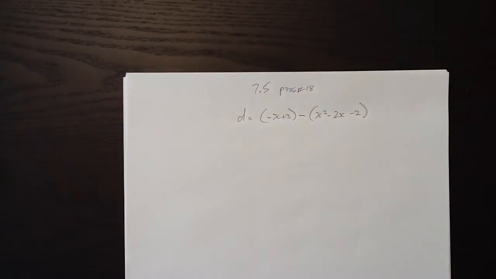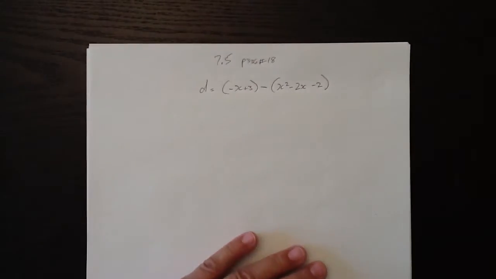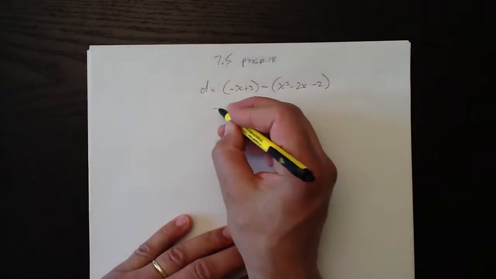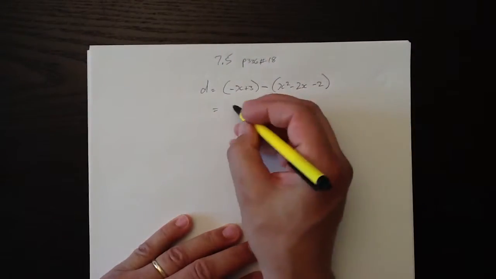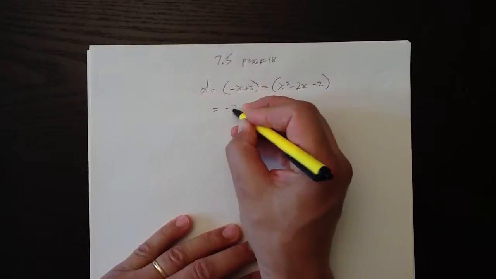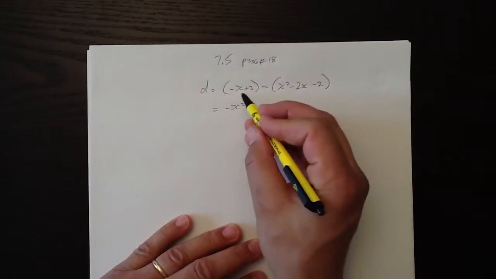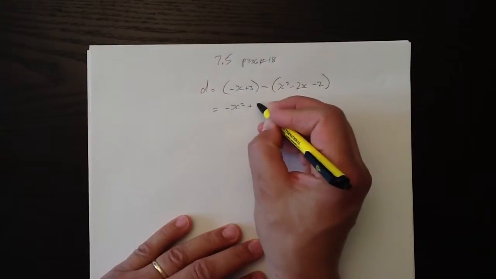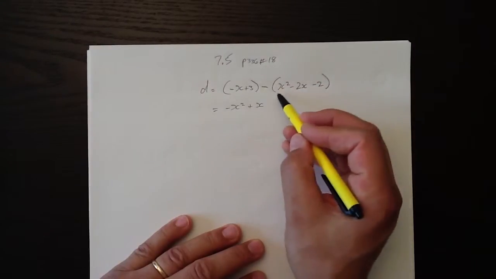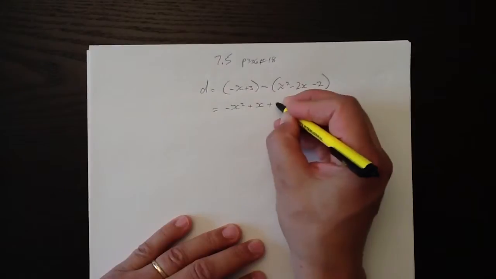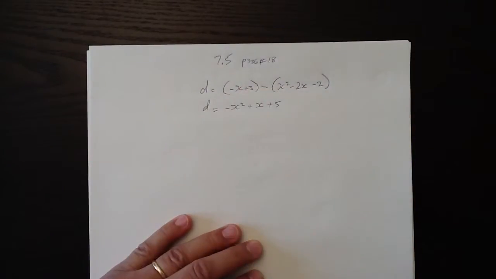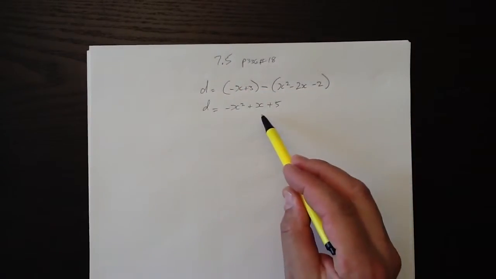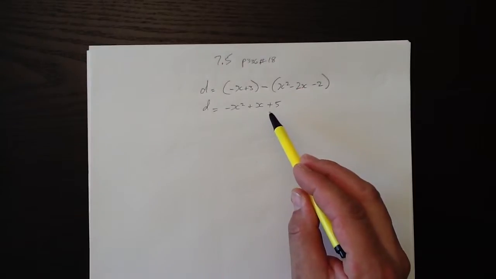And that looks suspiciously like a parabolic function. So if we clean this up a little bit, what that means is it equals negative x squared minus x minus 2x, that's plus x, plus 3 minus 2 is plus 5. So d equals that. This would be a curve.